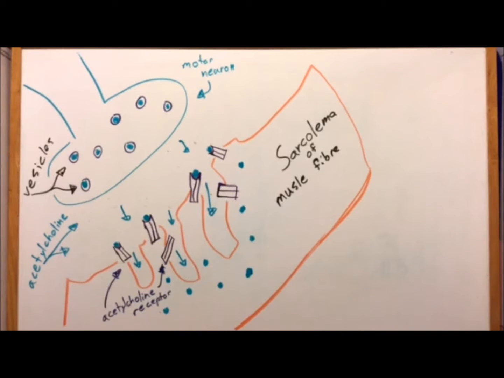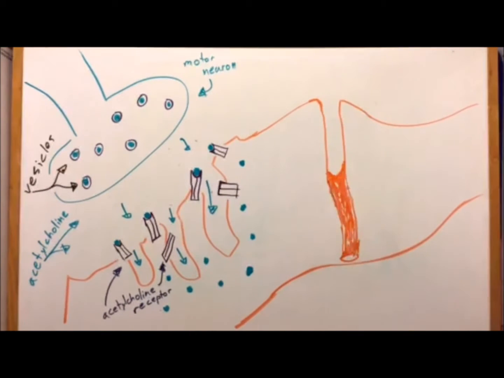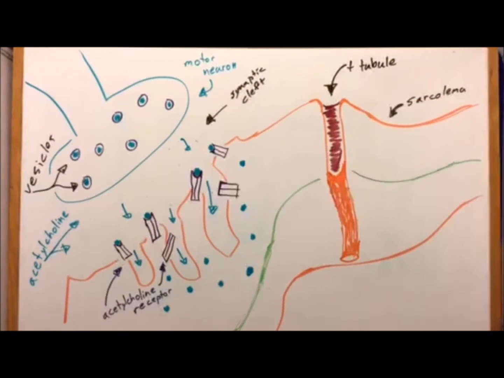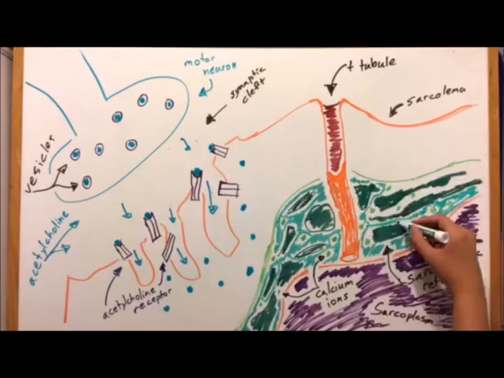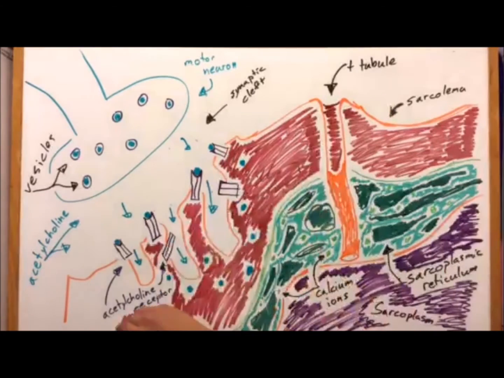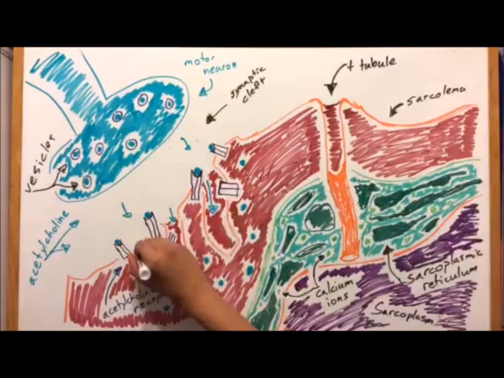Sarcolemma ion channels open up and make sodium move through the membrane. This then generates a muscle action potential, moving along the membrane through the T tubules, causing a release of calcium ions from the sarcoplasmic reticulum to flood into the sarcoplasm.